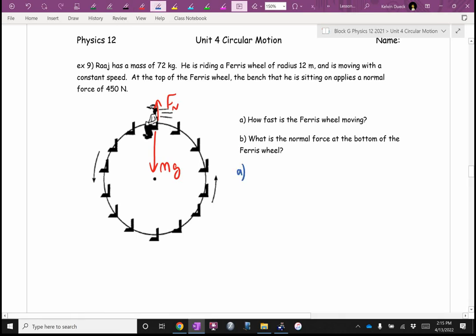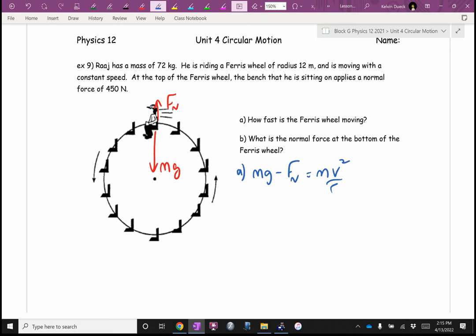What's my equation? Equals. And since they want me to find speed, v squared over the r. If they had said, how long will it take the Ferris wheel to go around once? Then I would use the 4 pi squared r over t squared and I get the t by itself. What are we going to get by itself here?